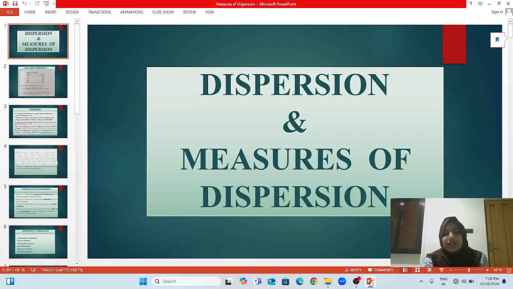Hello friends, today we are dealing with the third module of statistics, that is dispersion and measures of dispersion. In this session, we are detailing what dispersion is and discussing the measures of dispersion.